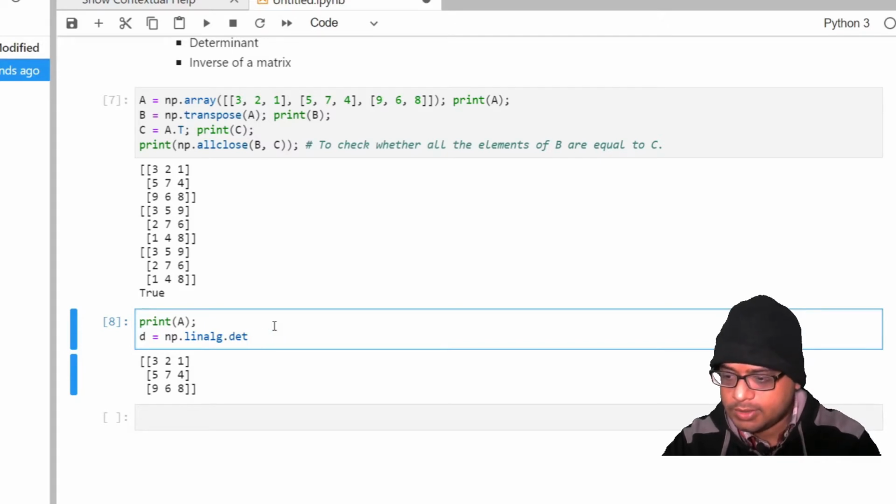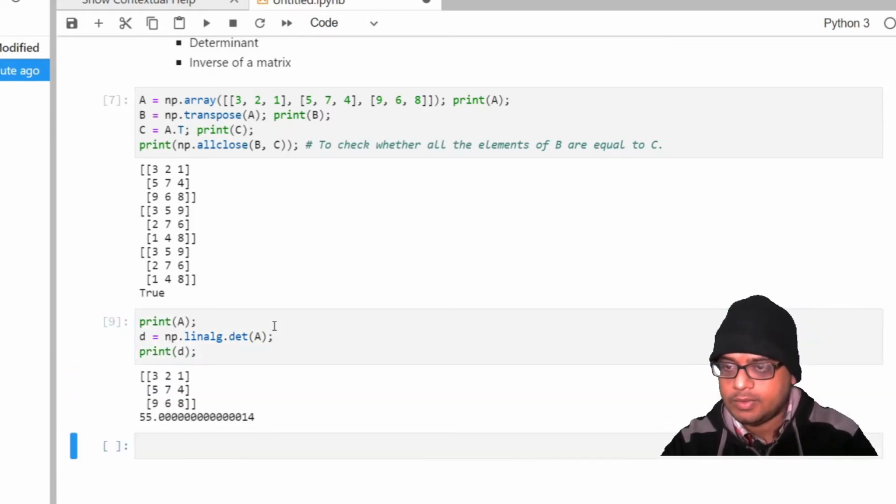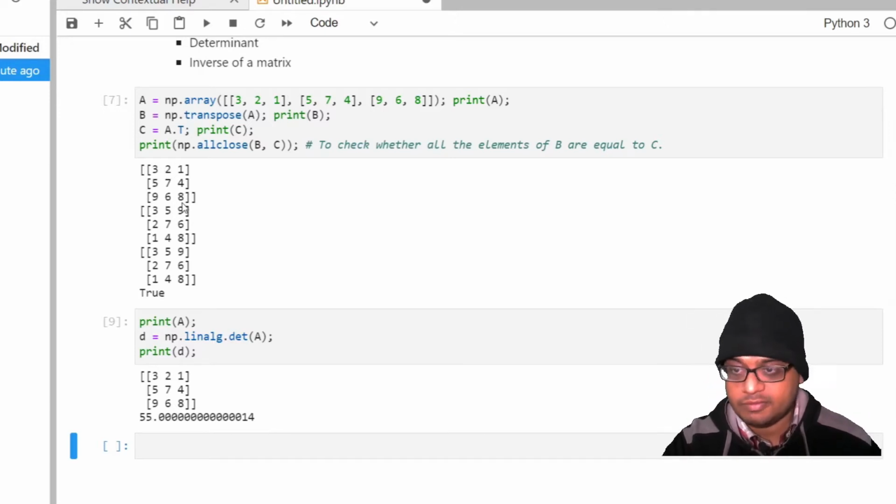Is it called det? Yeah, it's just called det A. So let me print D as well. So the determinant is equal to 55.000014, and you can do it by hand. You can do it by hand and you will see that the determinant is actually 55.